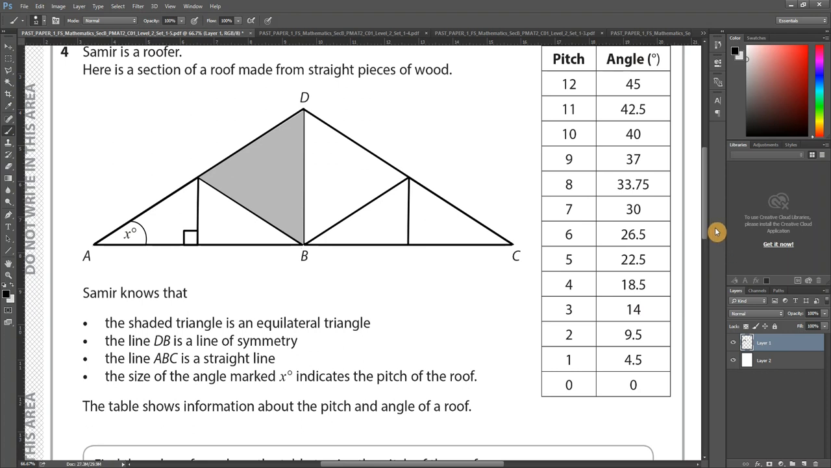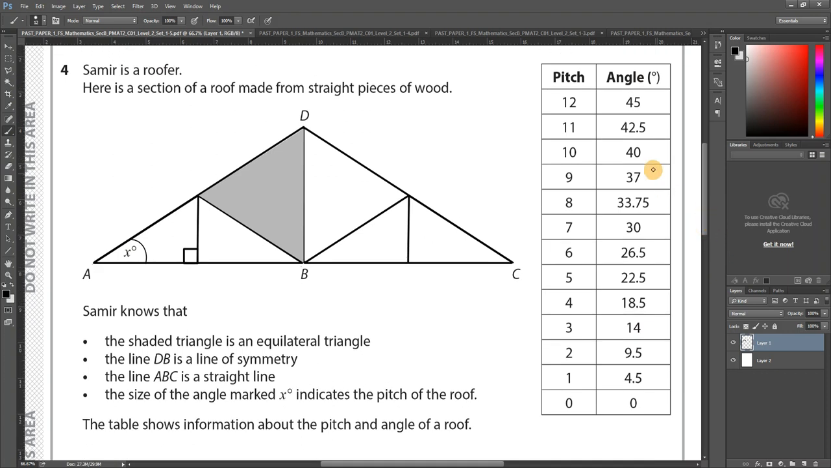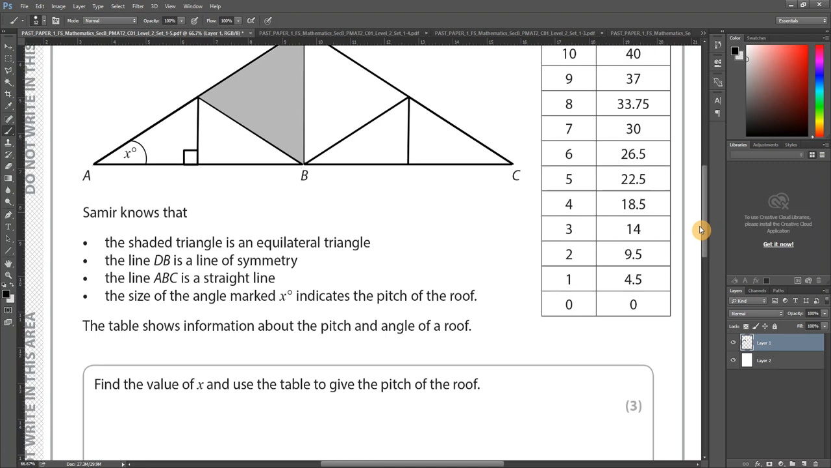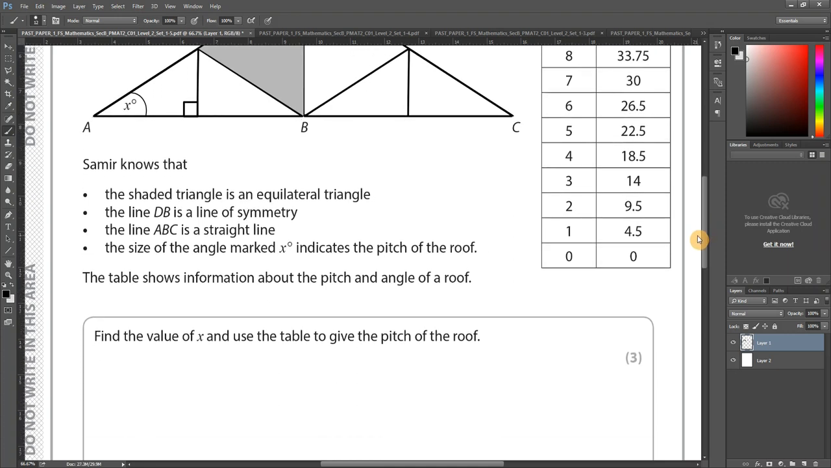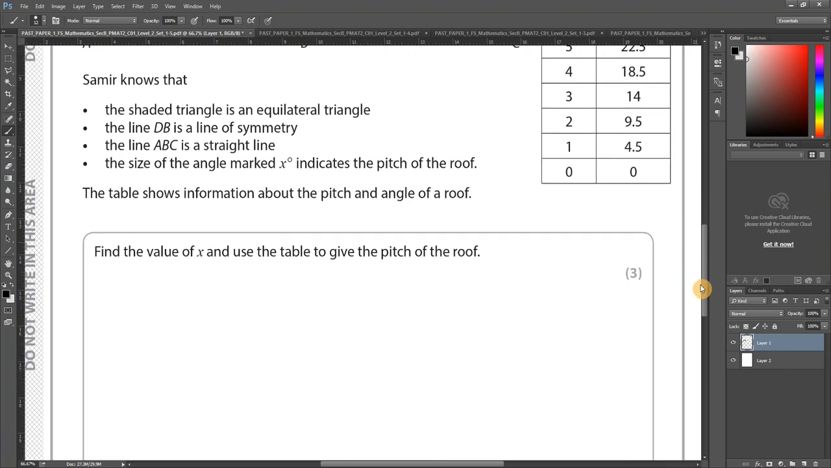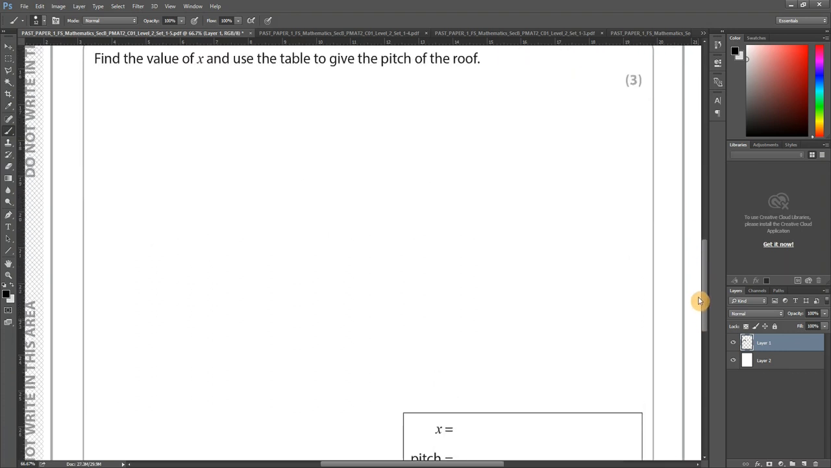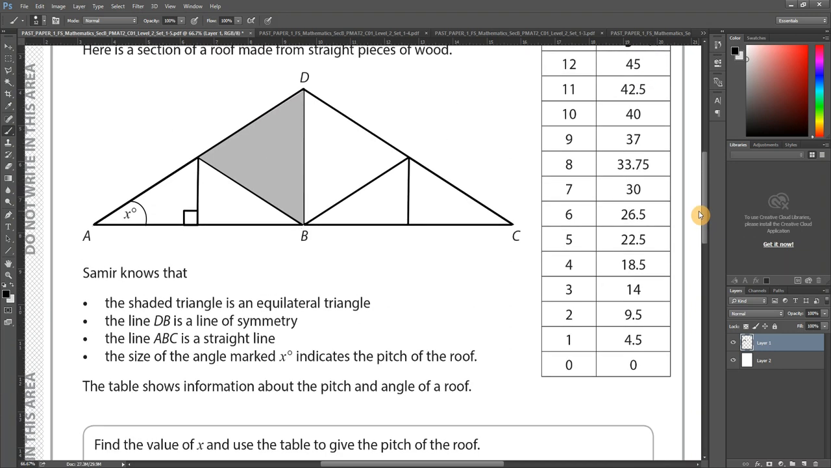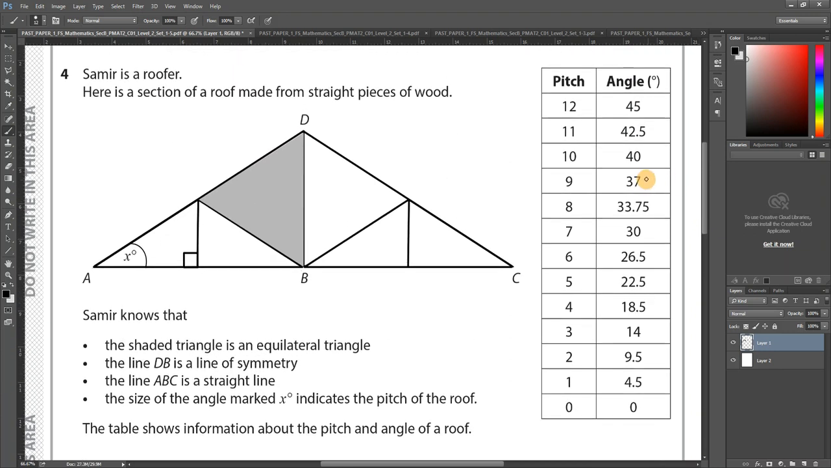The size of the angle marked X indicates the pitch of the roof. Right, so we have a little table here with pitch and angle as well. The table shows information about the pitch and the angle of the roof. Find the value of X and use the table to give the pitch of the roof for 3 marks. So we have to give the angle and the pitch as well. Once we've worked out the angle, we can just refer back to this table and give our answer for the pitch as well.